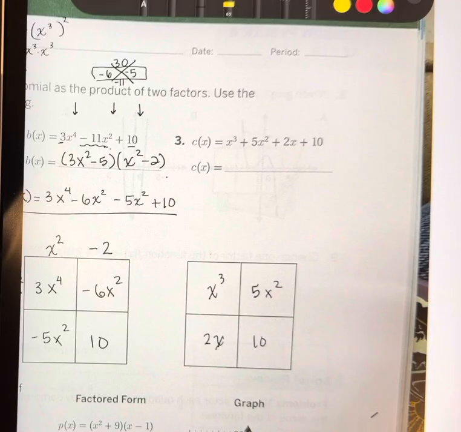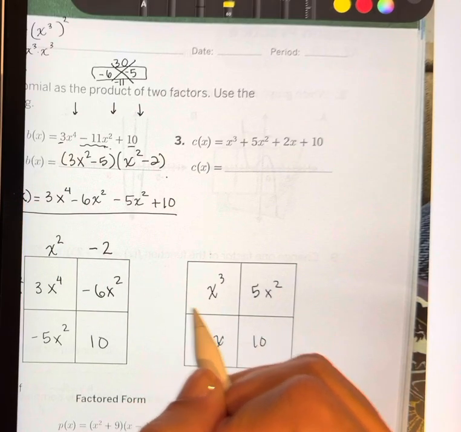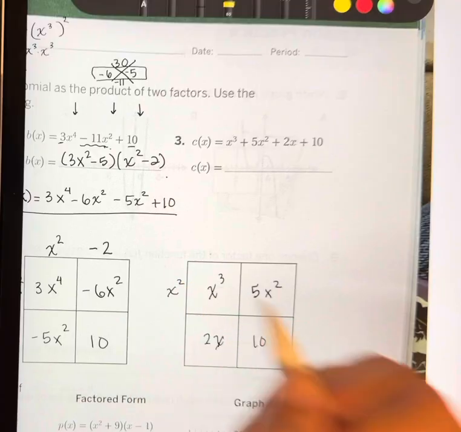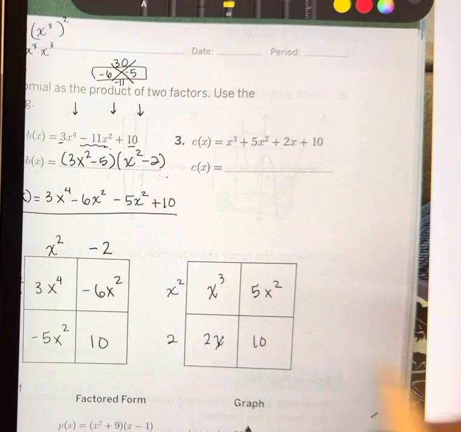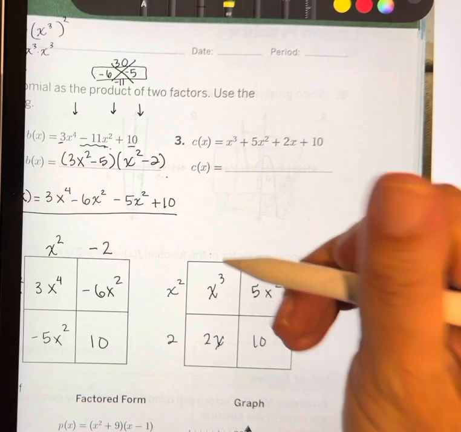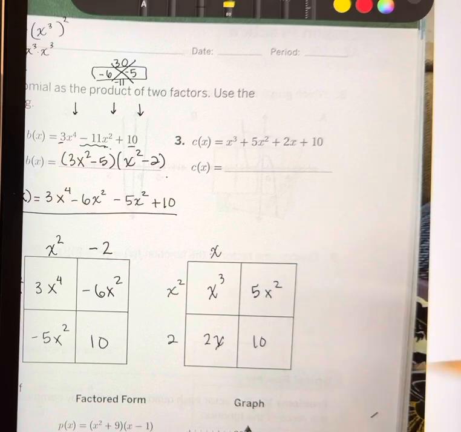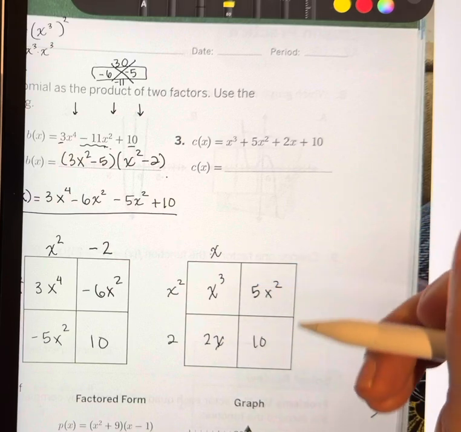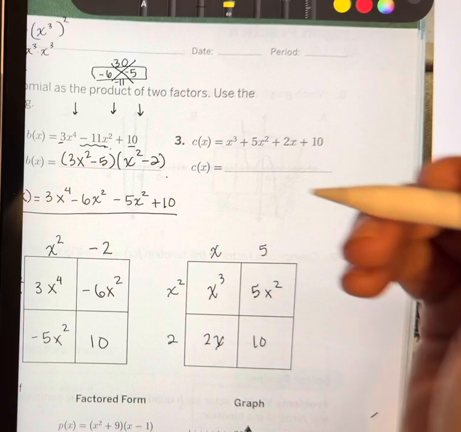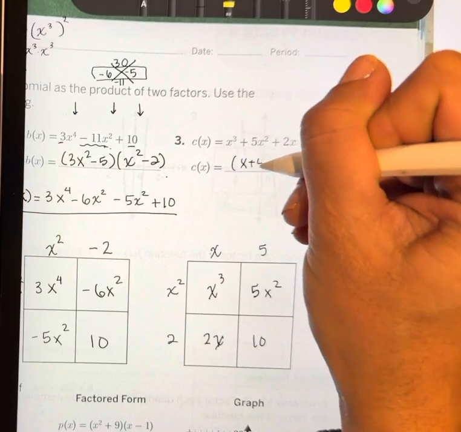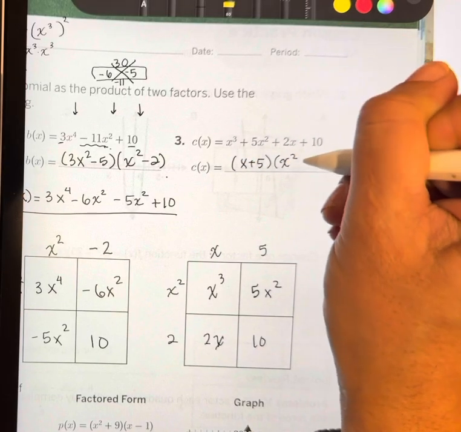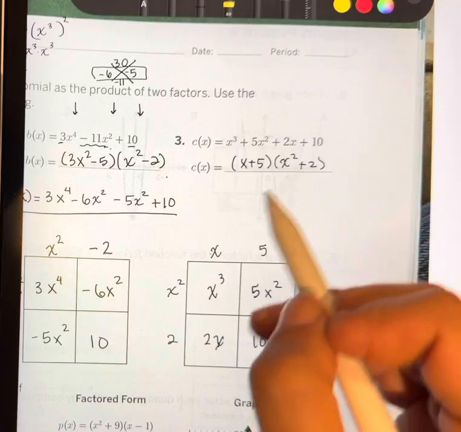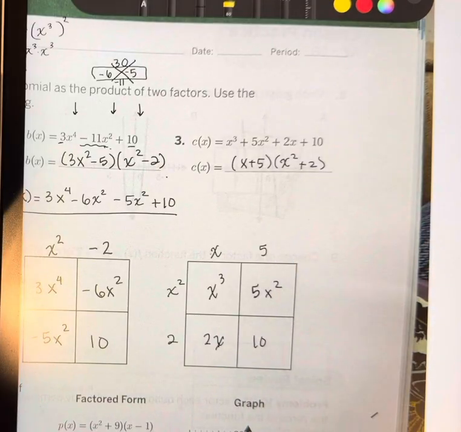So we put everybody in the box and we just start taking stuff out. We take out an x squared here. We take out a 2 here. We take out just an x here. That's all they have in common. And we take out a 5 here. And this is x plus 5 and x squared plus 2. The order doesn't matter here, you guys. Okay.